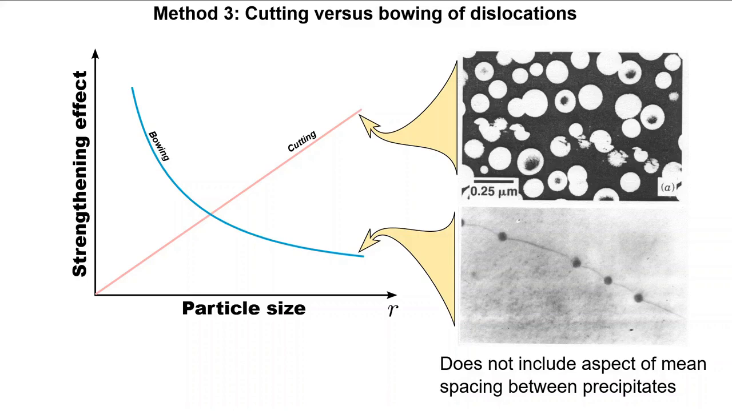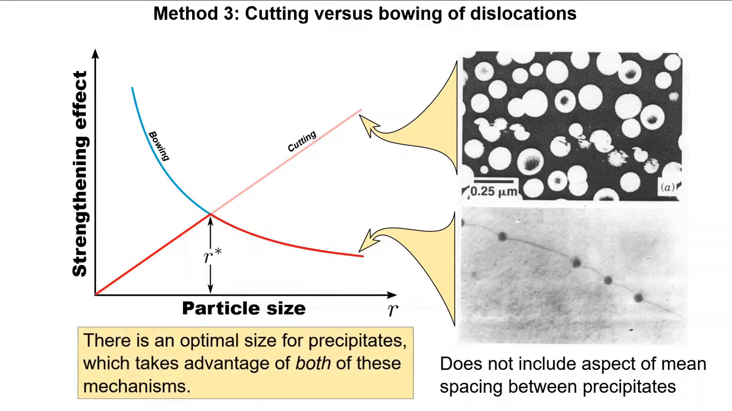This is a secondary aspect of precipitation strengthening, the mean distance between each precipitate particle, which isn't captured here, only the size. However, precipitation heat treatments, solutionizing, quenching, and aging, will target a specific size of precipitate, such that both phenomena can be taken advantage of to achieve peak strength.